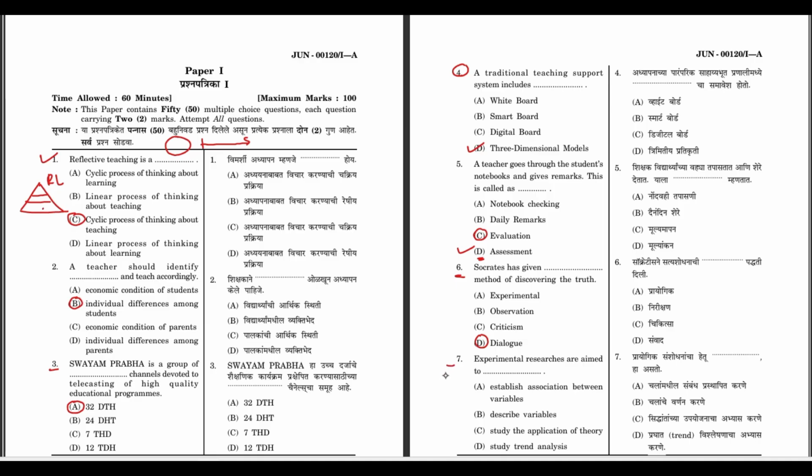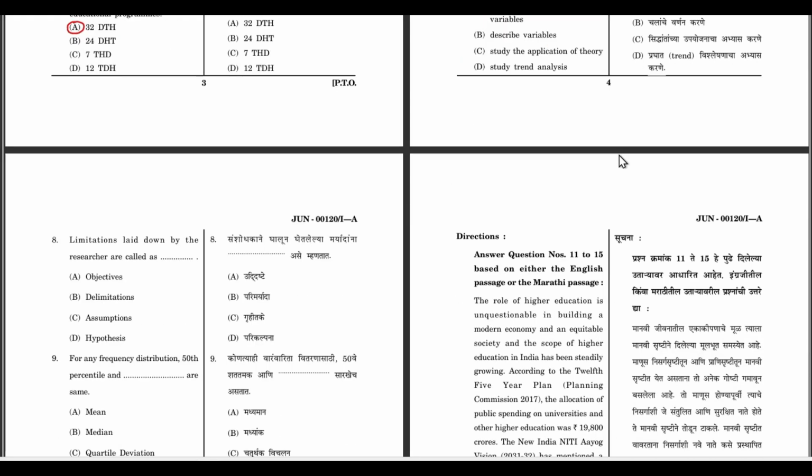Experimental research is aimed to establish association between variables. Association means relationship. Describe variables, study the application of theory, or study trend analysis. Correct answer is A. It helps to identify cause-effect relationship between two or more variables. So the correct answer is option A.